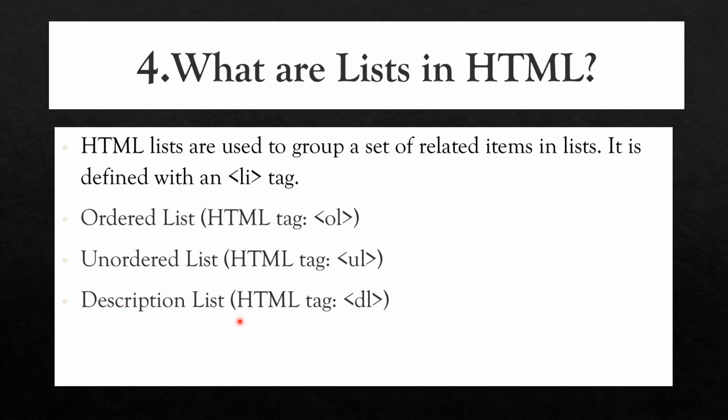And the description list means, for example, I am giving HTML. For HTML, there will be a description, for example, hypertext markup language. You may have seen this in Google when you search something: there will be HTML, and below that HTML, there will be a description in small letters, in 2 or 3 lines. Like this, we create a description list using the DL tag. These are all the lists in HTML.